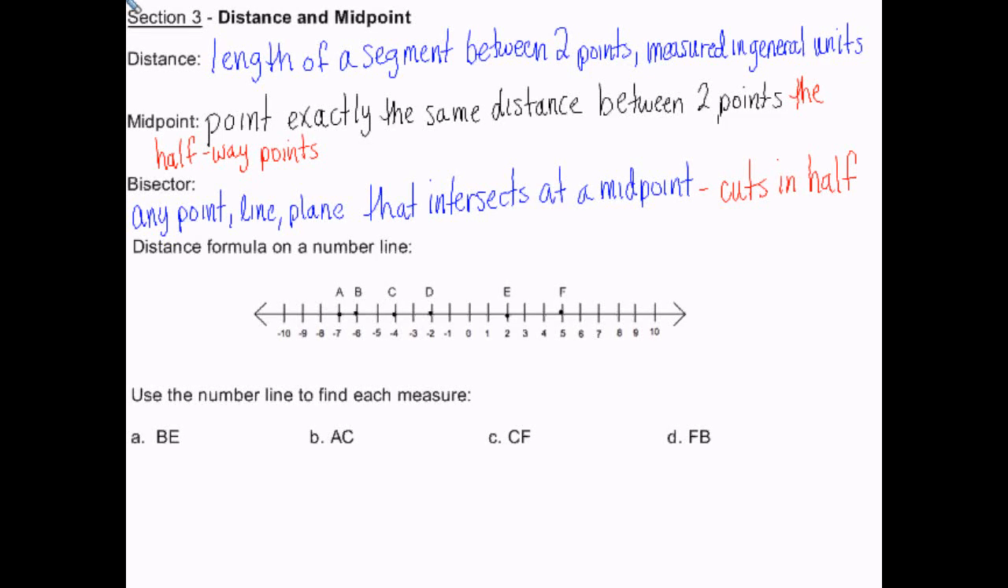Distance is the length of a segment between 2 points. And it's measured in general units. It's not measured in feet or inches or centimeters because we're talking about 2 points in space on a coordinate plane. And the distance between 1 and 2 is 1.